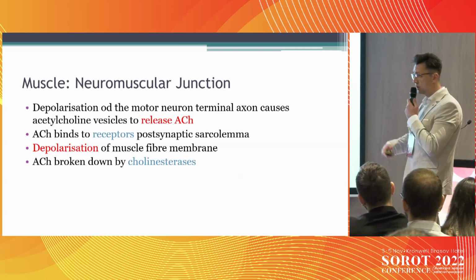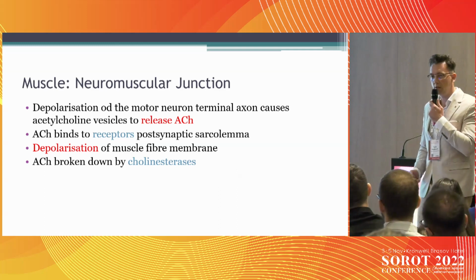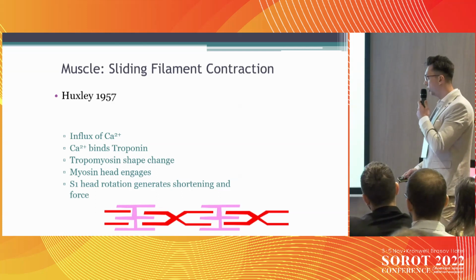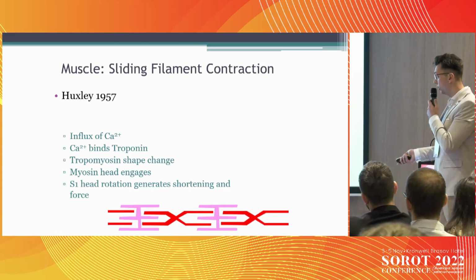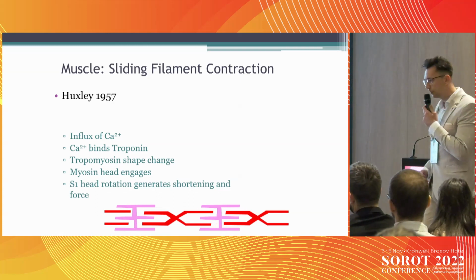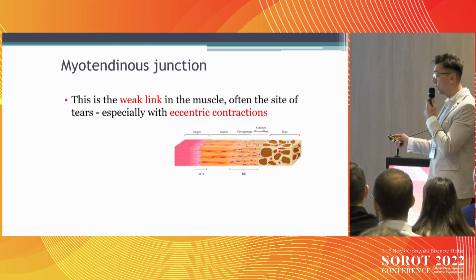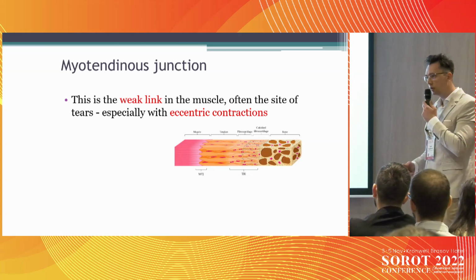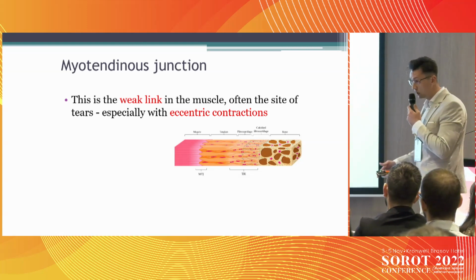Depolarization releases acetylcholine in the neuromuscular junction. Acetylcholine connects to the acetylcholine receptor and induces the release of calcium from the sarcoplasmic reticulum. Calcium binds to the troponin and induces a change in the structure of the tropomyosin and allows a connection between actin and myosin, and then we have a muscle contraction. The myotendinous junction is the weak link and the most common site of tears, especially in eccentric contractions.